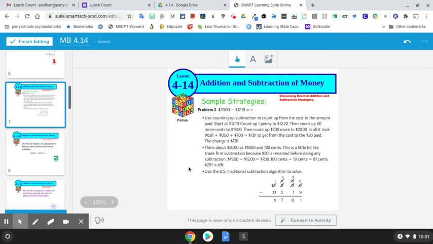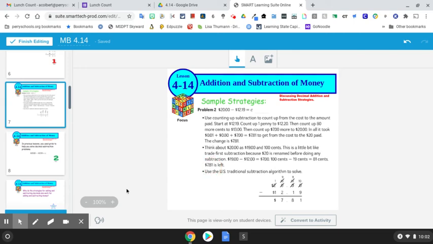You could also think about $20 as $19 and 100 cents. This is a little bit like trade for subtraction because $20 is renamed before doing any subtraction. So $19 minus $12 equals $7. And then 100 cents minus 19 cents is 81 cents. Again, leaving you with $7.81.